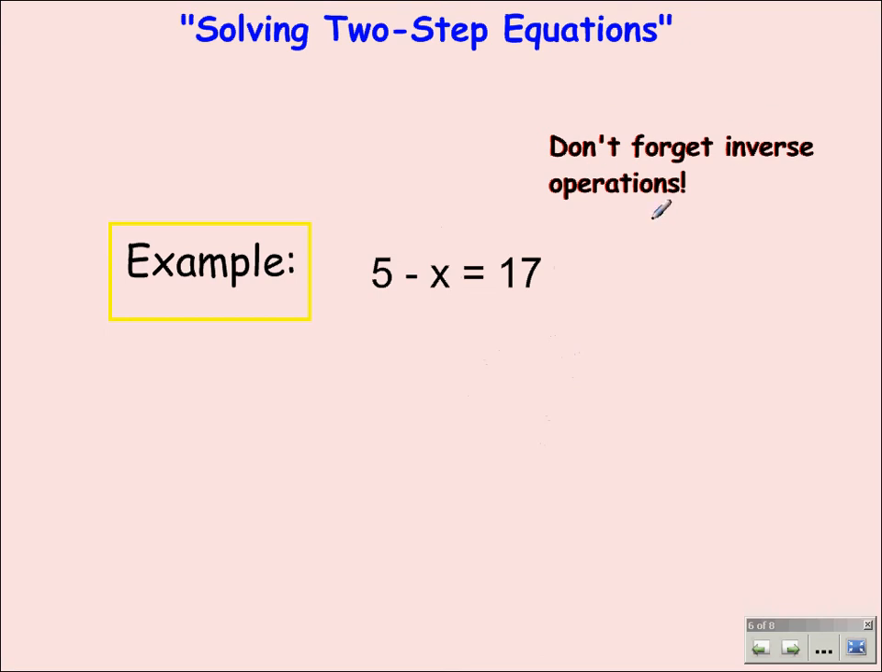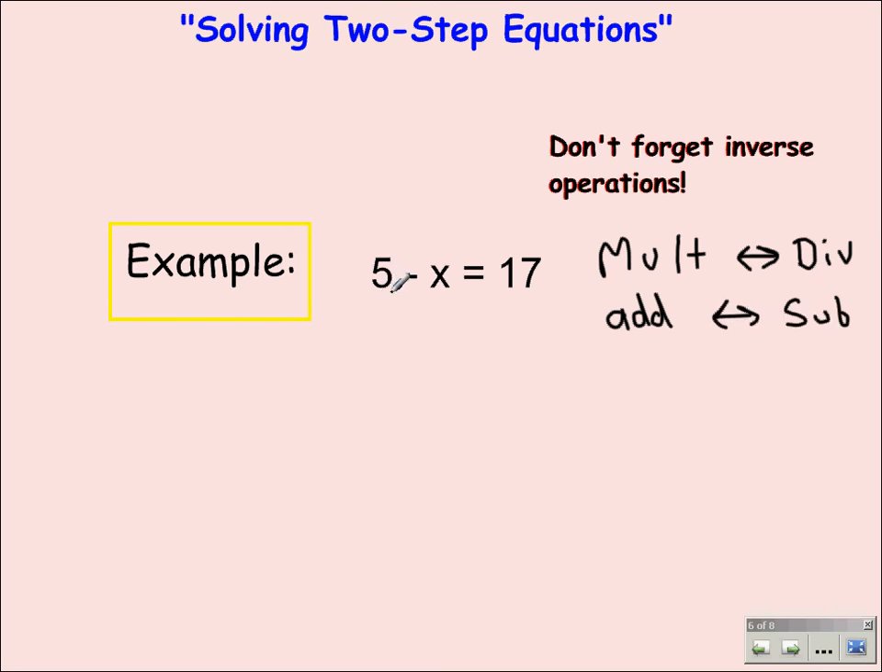Don't forget your inverse operations. The inverse of multiplying is our division, and vice versa. And the inverse of addition is our subtraction. And subtraction is the inverse of addition likewise.